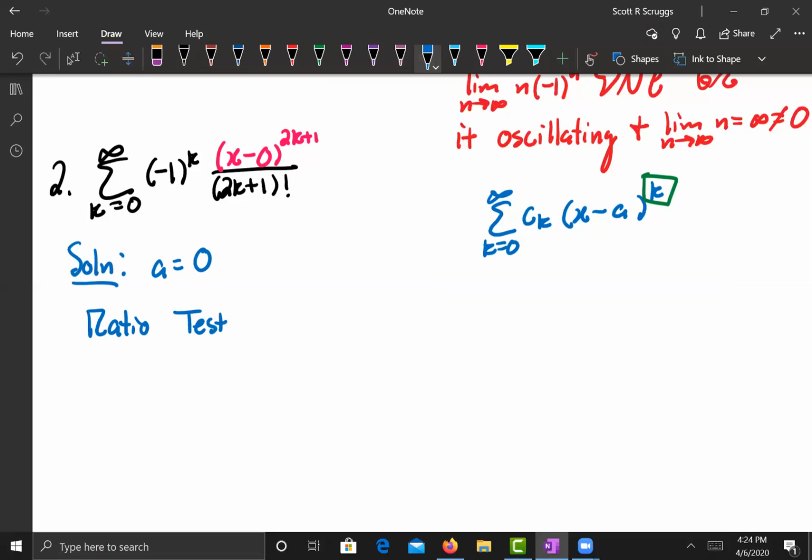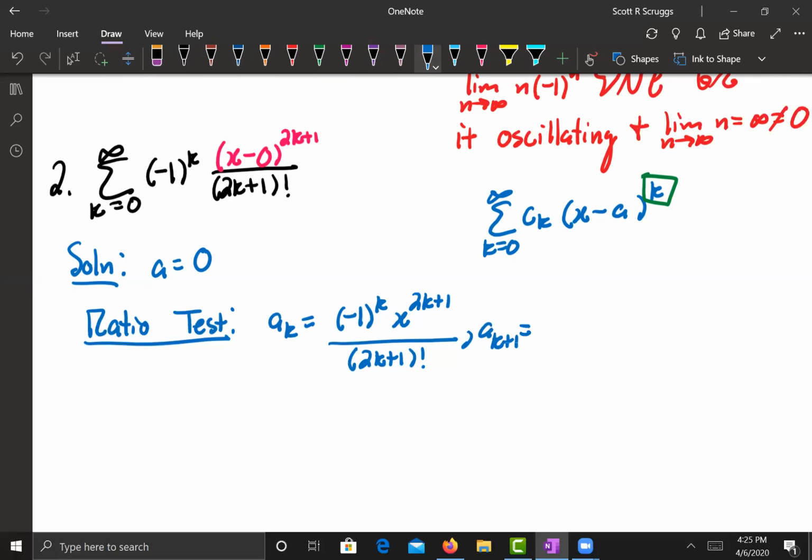It's because since I saw a factorial, I'm going to use ratio test to essentially get rid of the factorial stuff in there. So let's follow our noses. Let's copy down the kth term, which is -1 to the kth power, x to the 2k plus 1 power, divided by 2k plus 1 factorial.